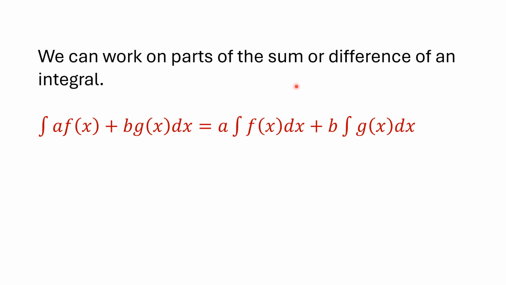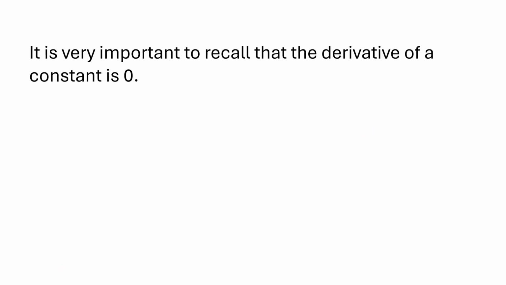We can work on parts of the sum or difference of an integral. The integral of a f of x plus b g of x dx is a integral f of x dx plus b integral g of x dx. Now it's a difference here, and this is a sum symbol, but remember in algebra, we do not really subtract, but we add negative numbers, so b can be negative, and then we're essentially doing the subtraction. It is very important to recall that the derivative of a constant is 0.